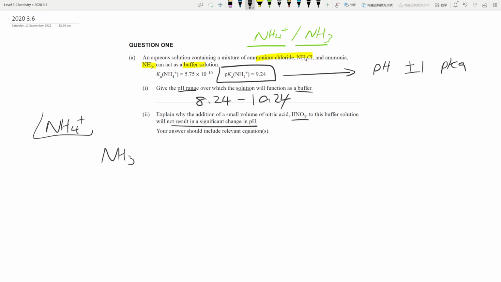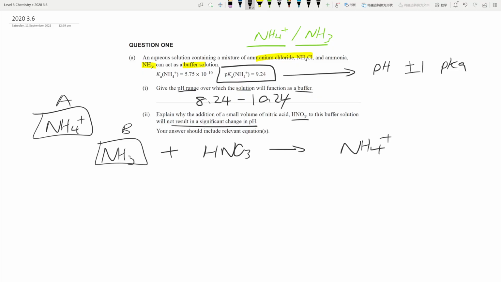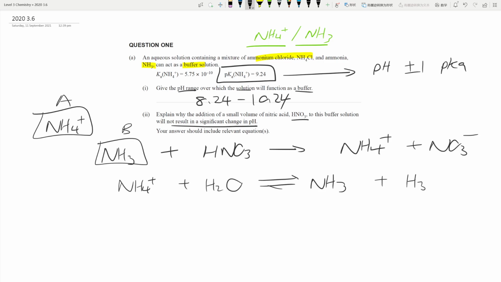This is the acid and this is the base, and when you add an acid or base into the buffer, they will neutralize it. Say I add HNO3, this is where the NH3 comes in: I am going to take away your hydrogen and neutralize you. So it has neutralized it, and then the NH4+ will further dissociate and become NH3, making a small amount of H3O+ ions.